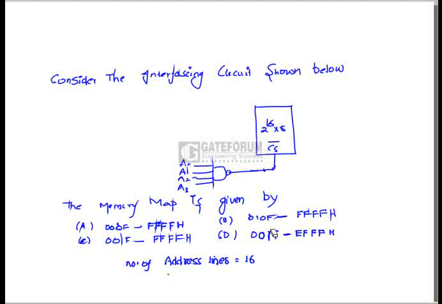Out of the 16 address lines, we are using 4 address lines for decoding logic, which will enable the memory IC. So out of the 16 lines, we are using 4. After removing the 4 address lines, we are going to have 12 address lines as follows.